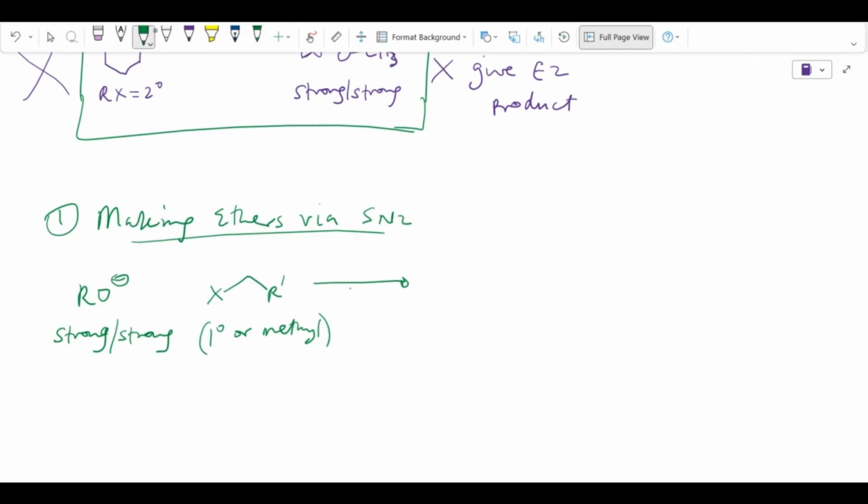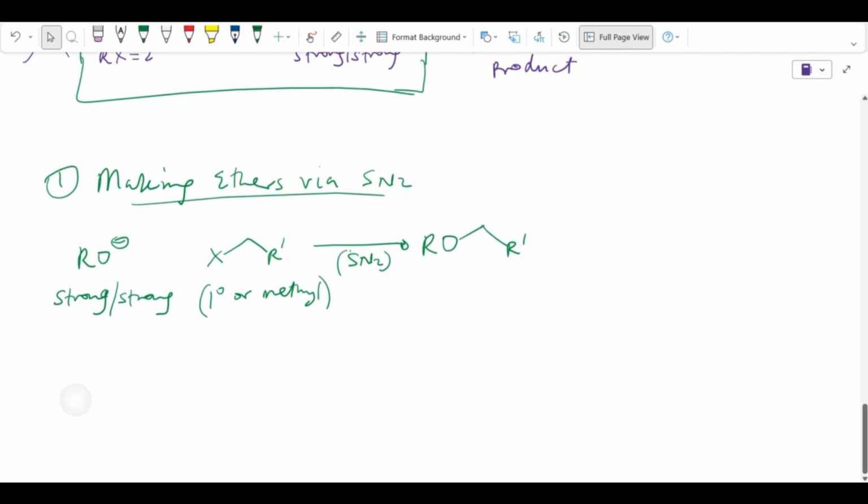So this reaction will go through an SN2 mechanism to give you your ether. Essentially, the strong nucleophile will attack this electrophilic carbon from the opposite side of the leaving group and kick out the leaving group, in which case your product would then be this ether. That's going to be your product.